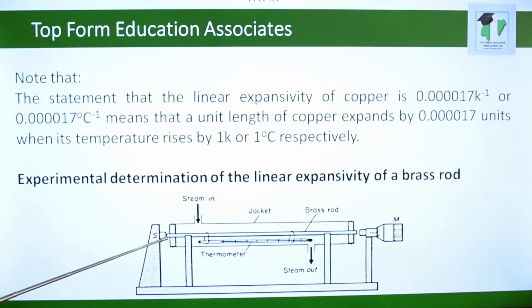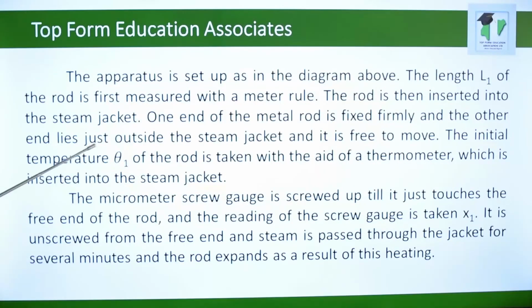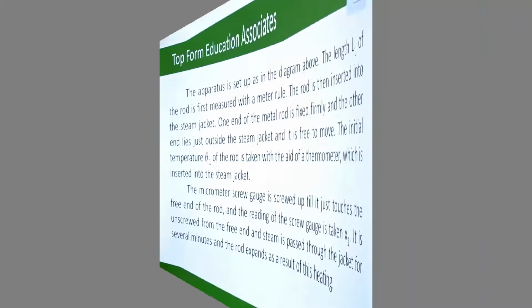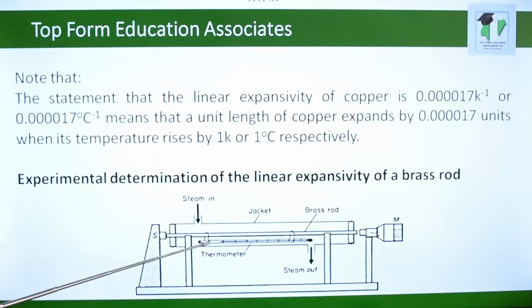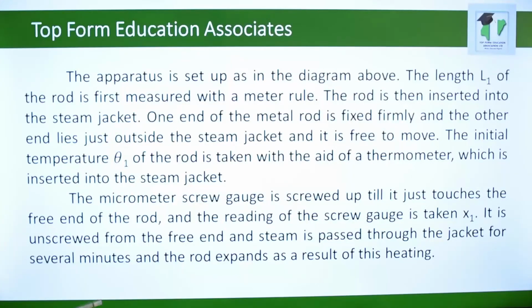One end of the metal rod is fixed firmly, and the other end lies just outside the steam jacket and is free to move. The initial temperature of the rod is taken with the help of a thermometer, which is inserted into the steam jacket. So before putting in the steam, you measure the initial temperature of the rod.